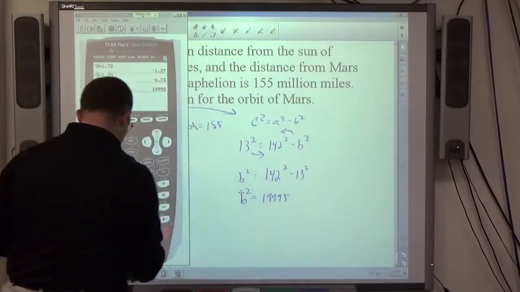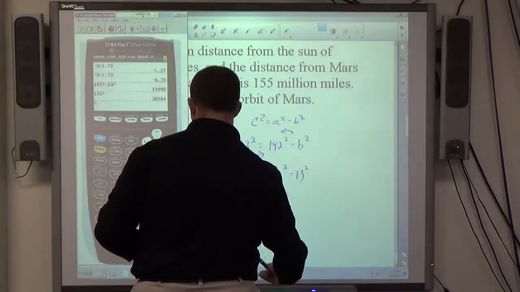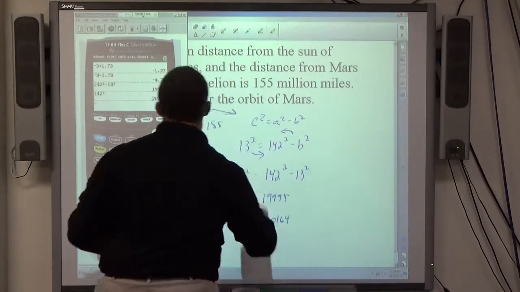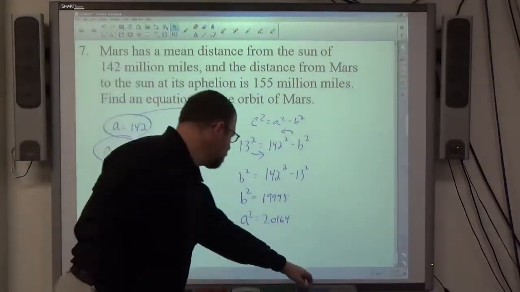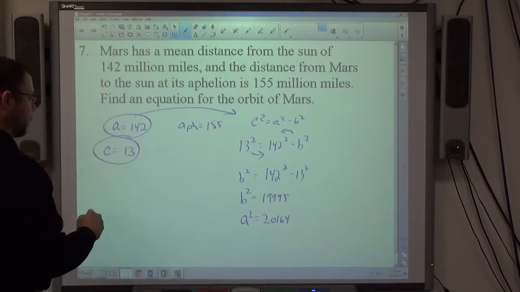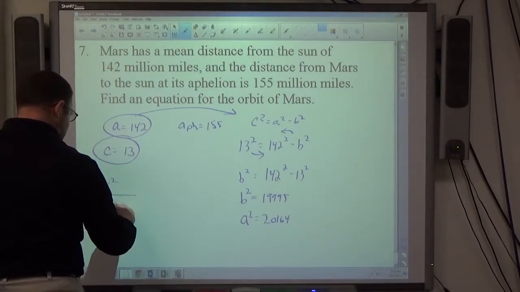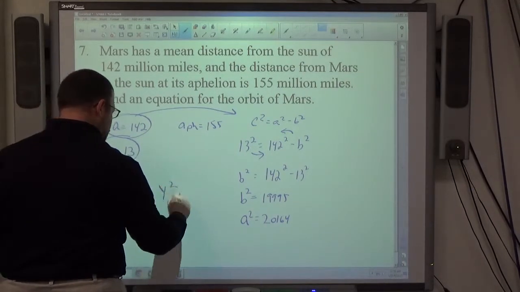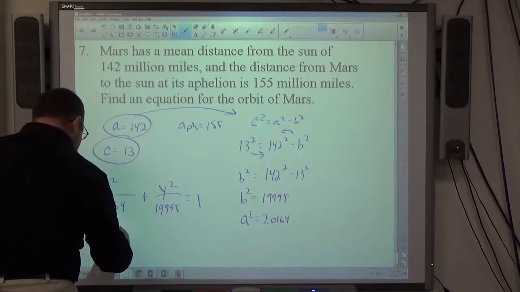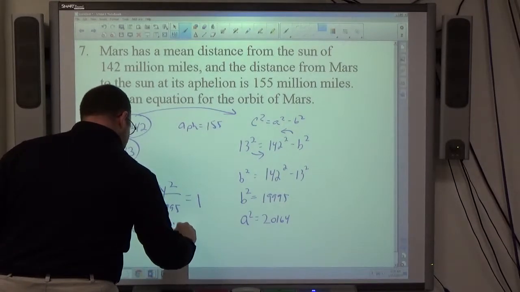Well, I've got the calculator open. I'm going to type in 142 squared. That's a squared, which is 20,164. So we're going to center it at the origin, 0, 0. I've got a squared and b squared, so I'm going to have x squared over a squared plus y squared over b squared equals 1. A and b are in millions of miles.